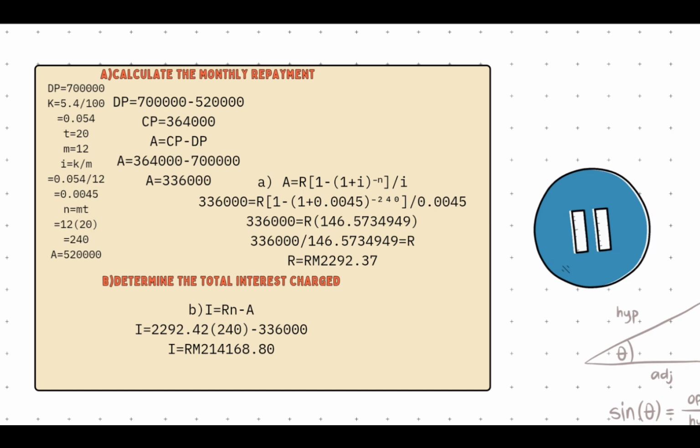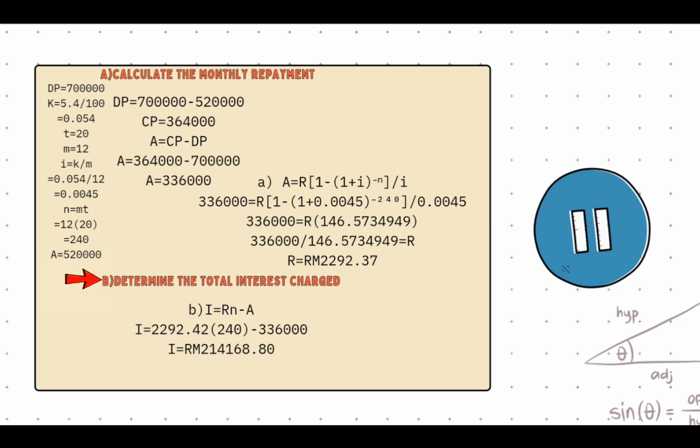Okay, now we use the formula A equal to R, open the bracket, 1 minus open bracket again, 1 plus 0.0045, close the bracket, to the power of negative n, close bracket again and divide by I. Therefore, the monthly repayment is R equal to 2,292.42. Now we move to question B.